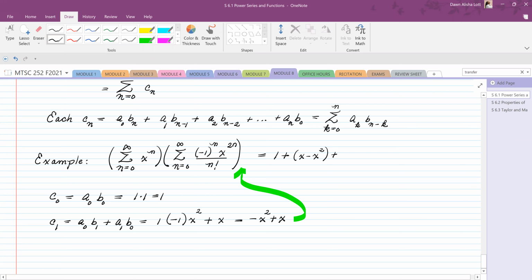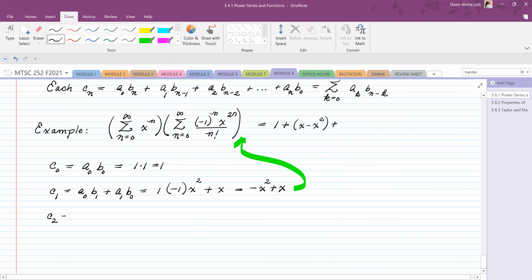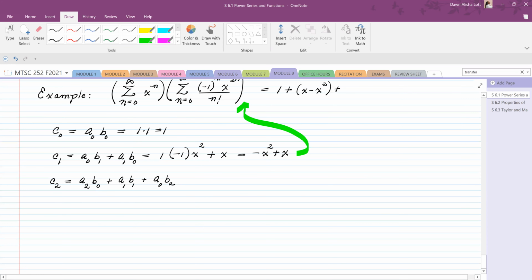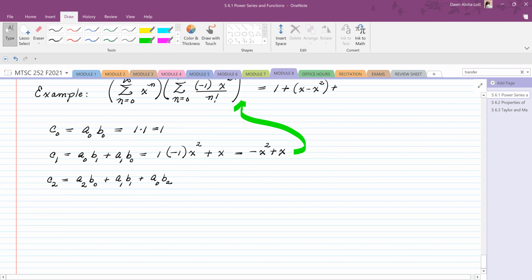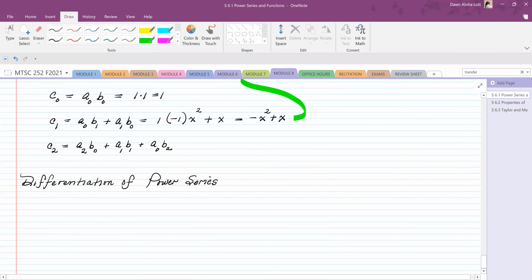Then we need to find c2. That's going to be a2 b naught plus a1 b1 plus a naught b2. So we got to do all that. So multiplying is really tough. What's easier is differentiation.